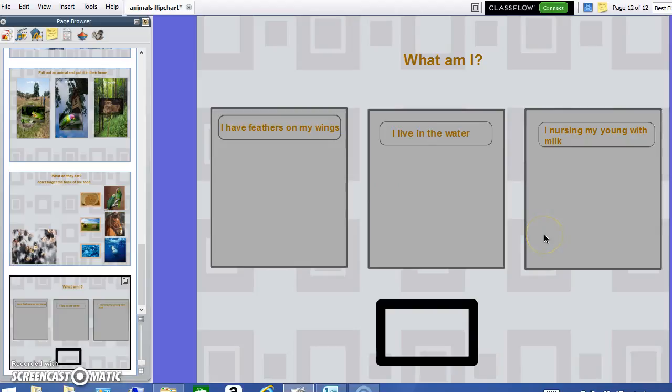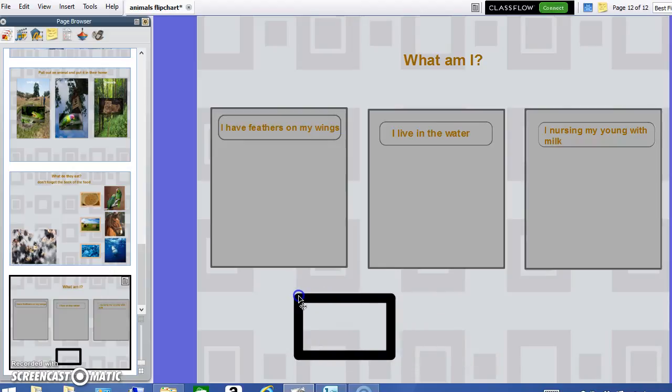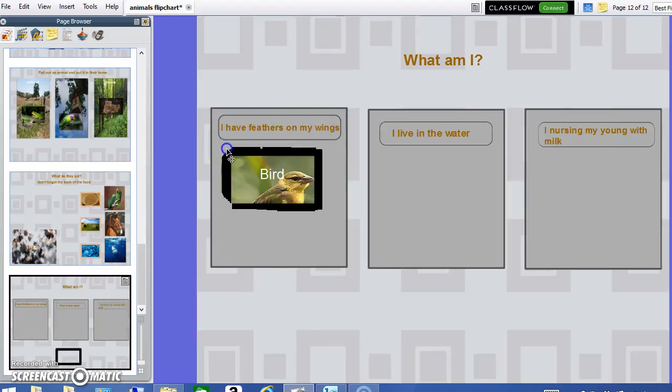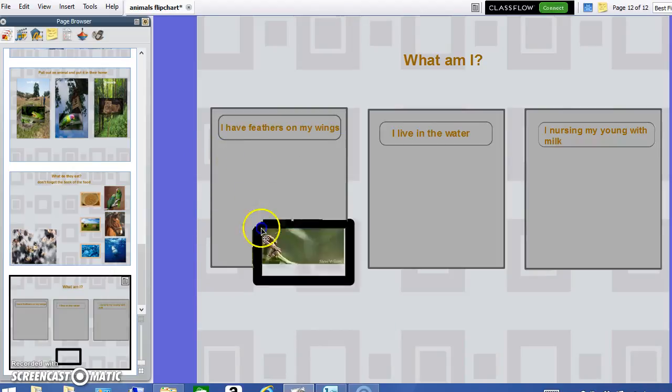And this is the last activity that helps students know and think more before they answer. What am I? I have feathers on my wings. Which animals have feathers on the wings? The students have to think and answer, and after that she can check her answer by pulling the magic mirror and seeing the correct answer. This is the correct answer: bird.